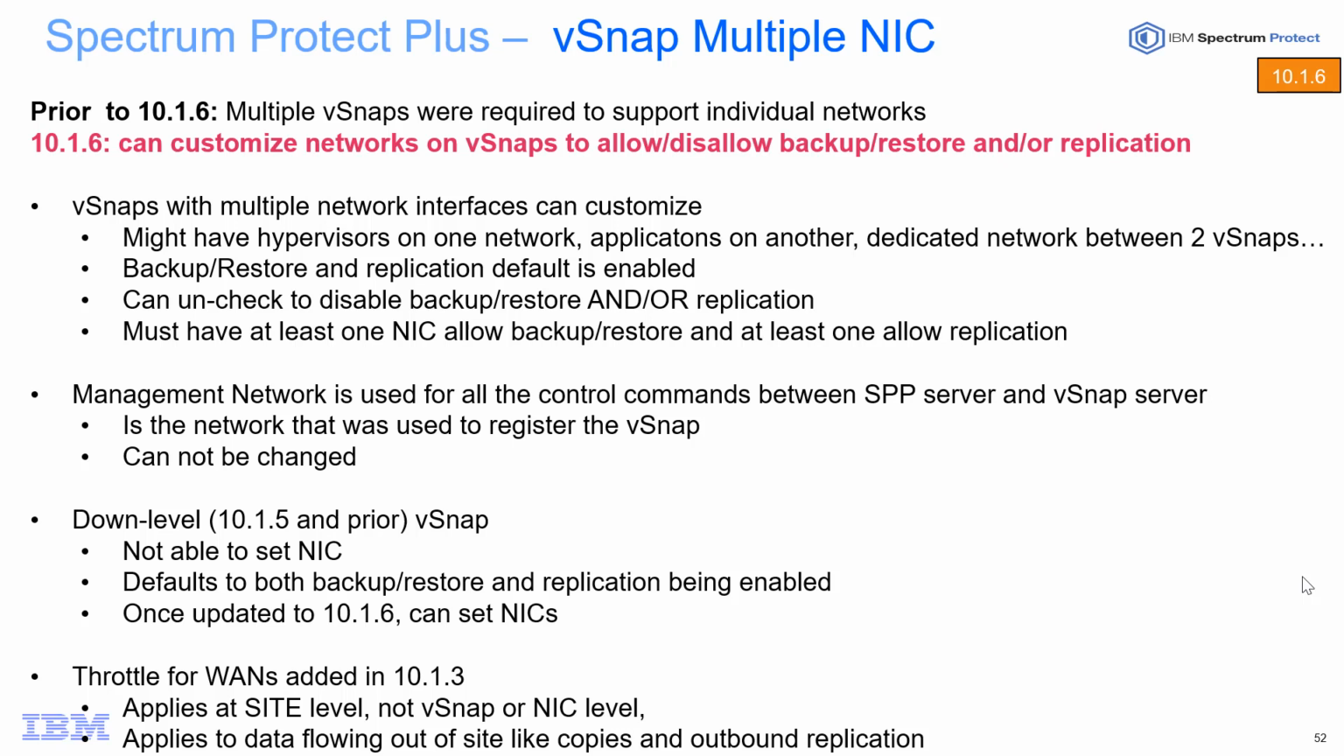different application workloads or file systems or containers, in previous versions of Spectrum Protect Plus, you used to have to set up multiple vSnaps if you wanted to have those on individual networks. Now, in version 10.1.6, you can set up a single vSnap with multiple networks, and then you can configure which network is used for backups and restores and which are used for replication. So let's go ahead and see how this works.